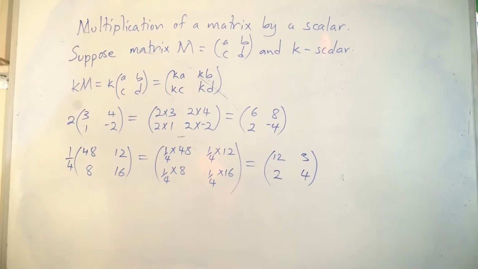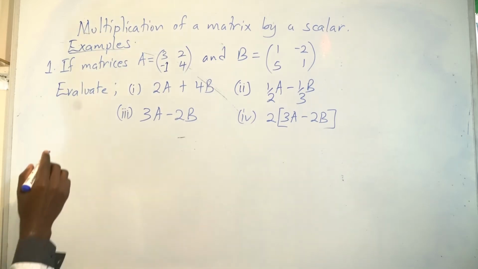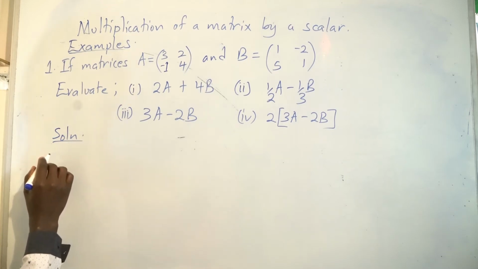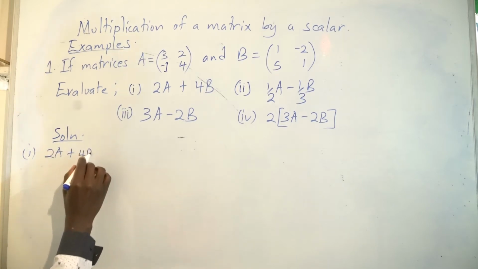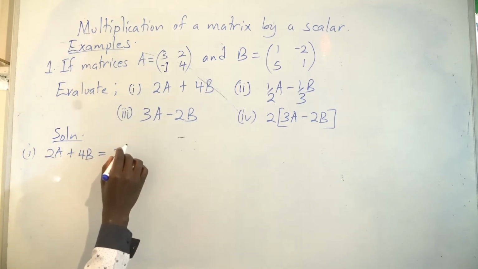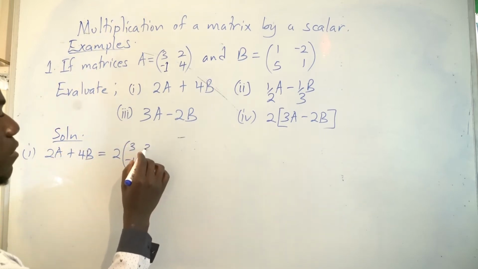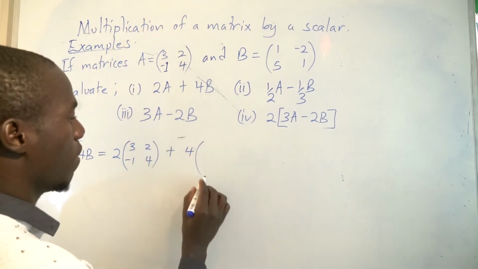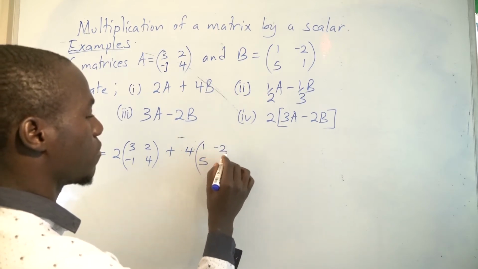So let us go into more. That is our example 1, Roman 1, solution Roman 1. That is, we need 2A in addition to 4B. First step, substitute your matrix A, 3, negative 1, 2, 4. Then addition of 4 times matrix B, 1, 5, negative 2, 1.